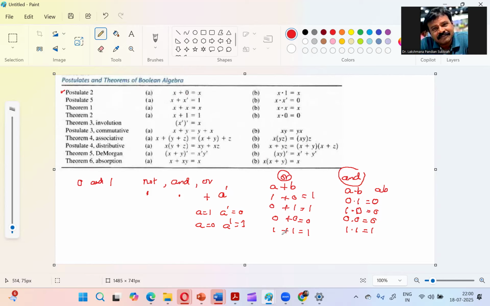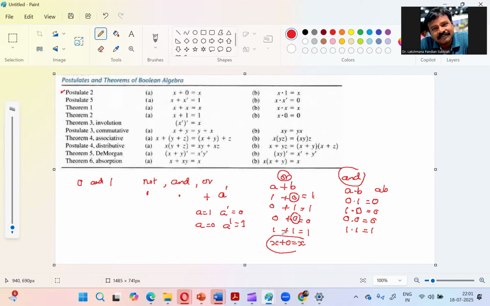Now consider x plus 0 equal to x. Here one input is 0 and the other input is x, so the result depends on x. If x is 1, the result is 1. If x is 0, the result is 0. So the total result depends on x. x plus 0 is x.